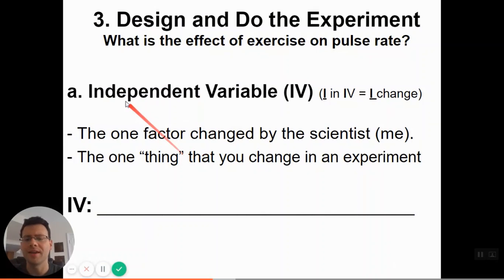All right, so the IV, again, you guys know this. The IV is the thing that you change in a pulse experiment, and we're looking at exercise. Exercise is what you're changing. You're either sitting, like I'm doing now, or maybe you're doing jumping jacks, right? So that is the thing that you're changing.